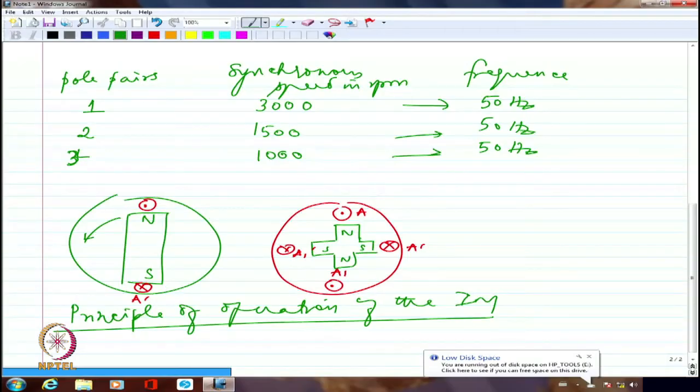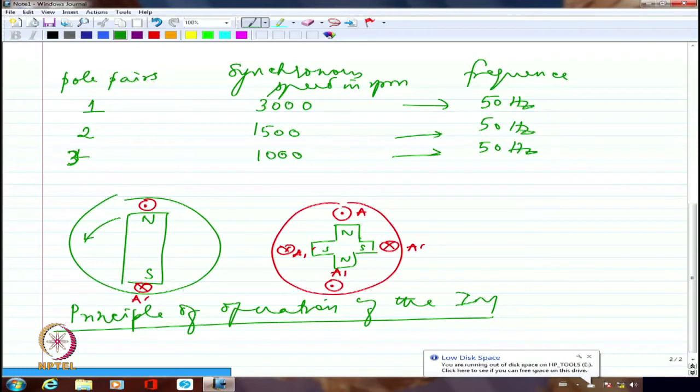Right. Now let us try to take a look at the principle of operation of induction motor. I am going to assume that the rotor is short circuited. If it is a cage rotor, it is already short circuited. If it is not a cage rotor, if it is a slip ring rotor, externally I have brought out 3 terminals. Those 3 terminals have to be short circuited. If it is not short circuited, the induction motor will not start rotation. I need to short circuit it.